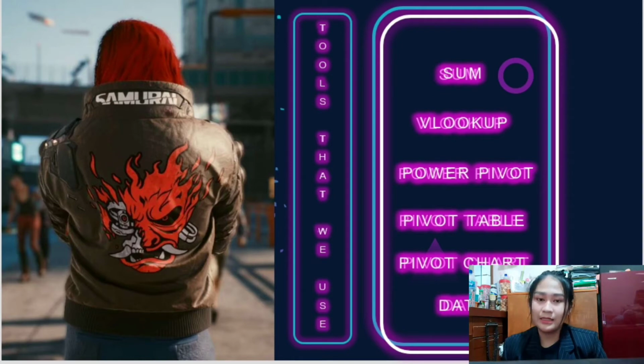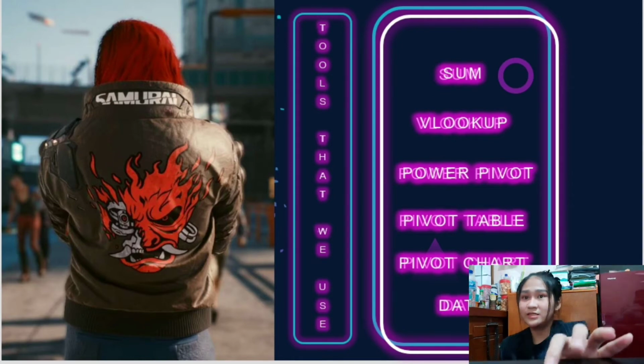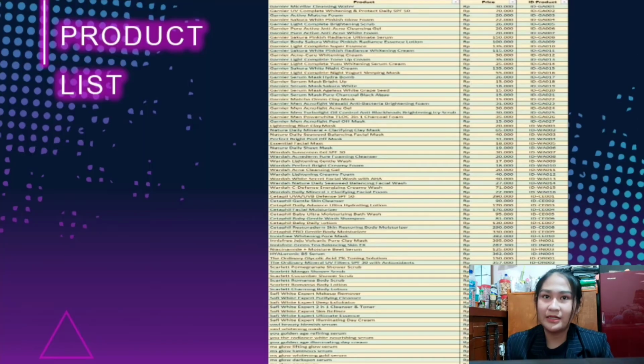After that, we also use date. And here are our tables. This is the product list table. In product list we have the product for listing the product. We have price for inputting the price, and we have ID products for inputting the ID of each product. After this, Husan Minan will talk about it. Thank you.